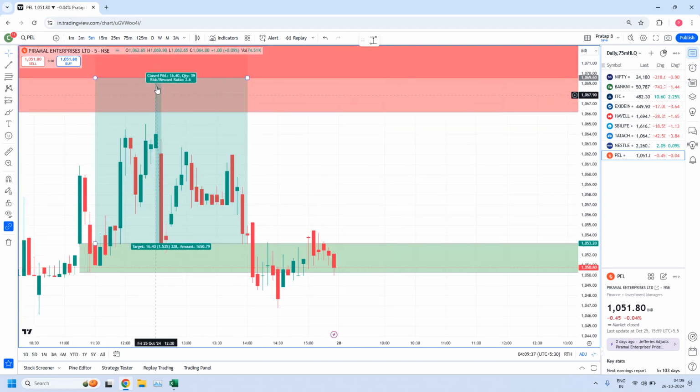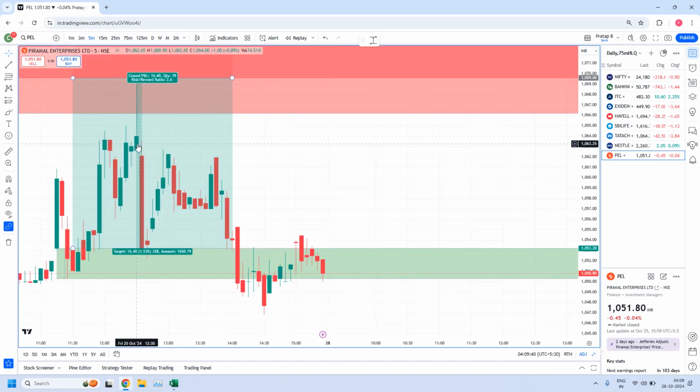And today prices entered into this zone at afternoon 12:30, and the next candle it reached the target. In just 10 minutes, less than 10 minutes, the trade is completed.